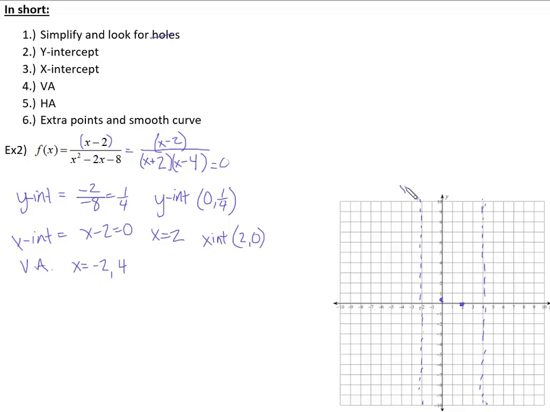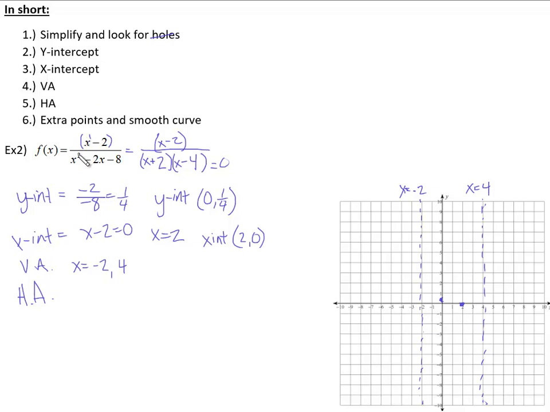Okay, so x equals negative 2, and x equals 4. Okay, next we're going to try to find any horizontal asymptotes. For my horizontal asymptote, we're going to look at the degree of the top and bottom.